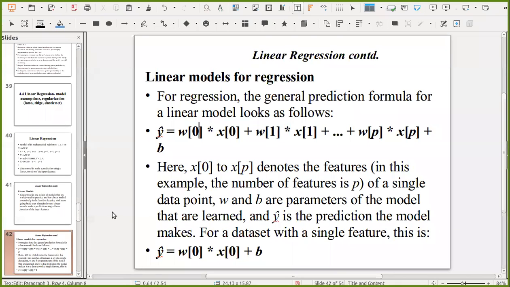Okay, clear with this? Please take a look at the slide, read it thoroughly, and then we will go for the next point.